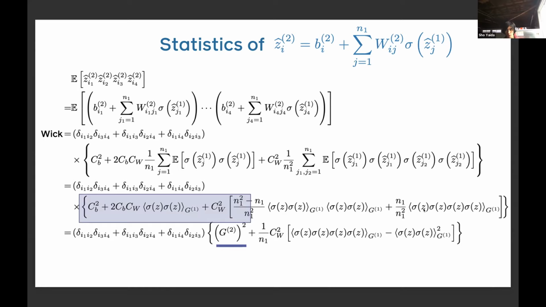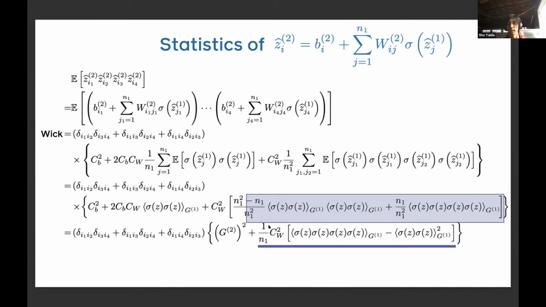And now you can reassemble the terms. Note that the first few terms, this and that, with this multiplication, are concisely written in terms of G2 from a previous slide, squared. This is similar to what happened in the first layer, but now you have this extra stuff. Both of them are preceded by N1 over N1 squared, which is just 1 over N1, and C_W squared comes from this prefactor. And then you have sigma to the fourth, activation to the fourth, and then the expectation of activation squared, squared.